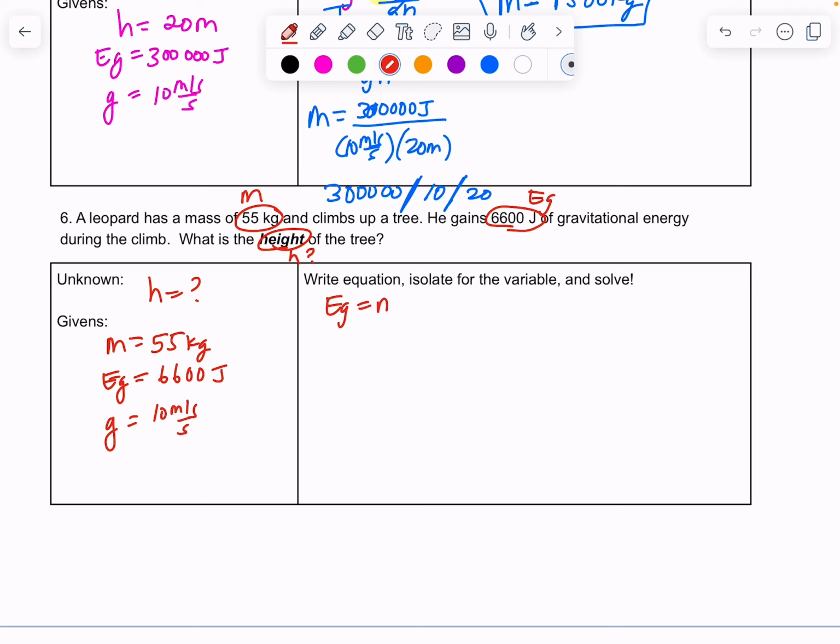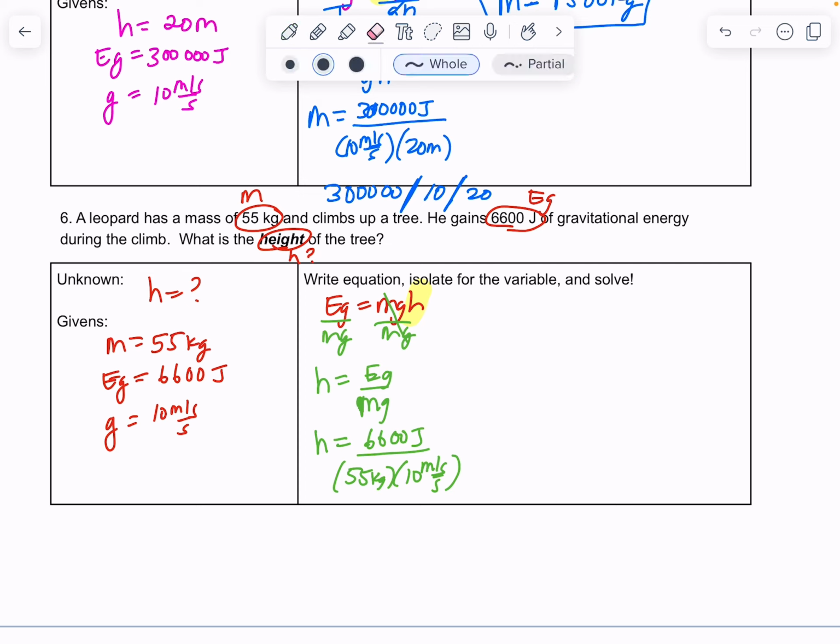Okay, so we're going to write the equation, EG equals MGH, first. This time I'm isolating for H. I want to divide by mg on both sides because that's going to move that over. Then I get H equals EG over mg. So 6,600 joules divided by 55 kilograms and 10 meters per second squared. Again, I'm going to be very careful about how I plug that into the calculator. So H equals 6,600 divided by 55 divided by 10.